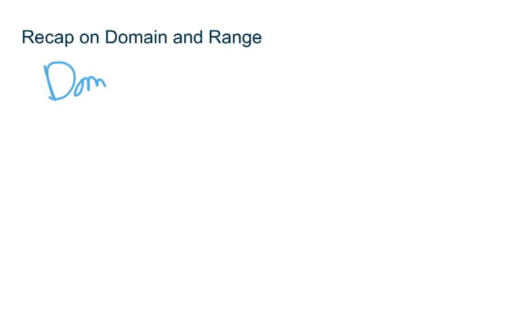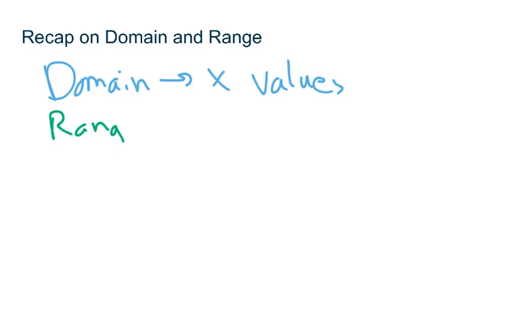So domain, we have to remember, essentially is your x values. And range is your y values. Oops, let's clean that up a little bit. There we go, y values. And so what we're going to essentially end up doing with our domain and range is we're just going to be limiting how much of the x we're going to be drawing the graph on, or how much of the y we're going to be drawing the graph on.